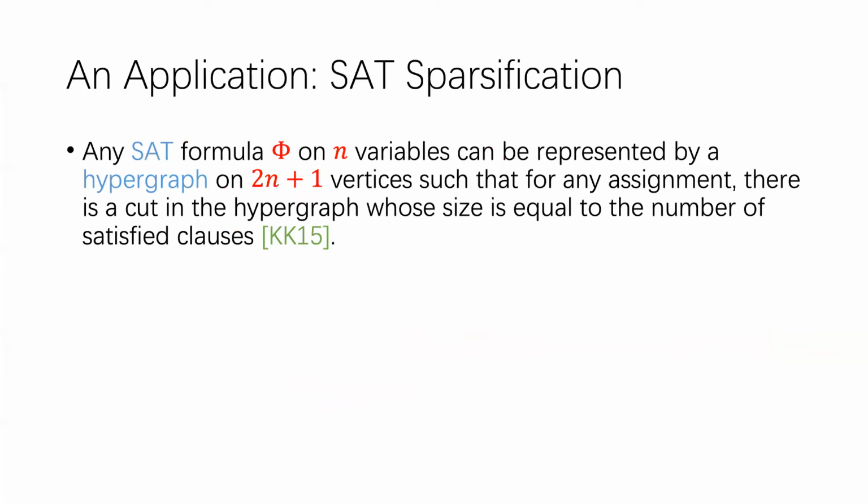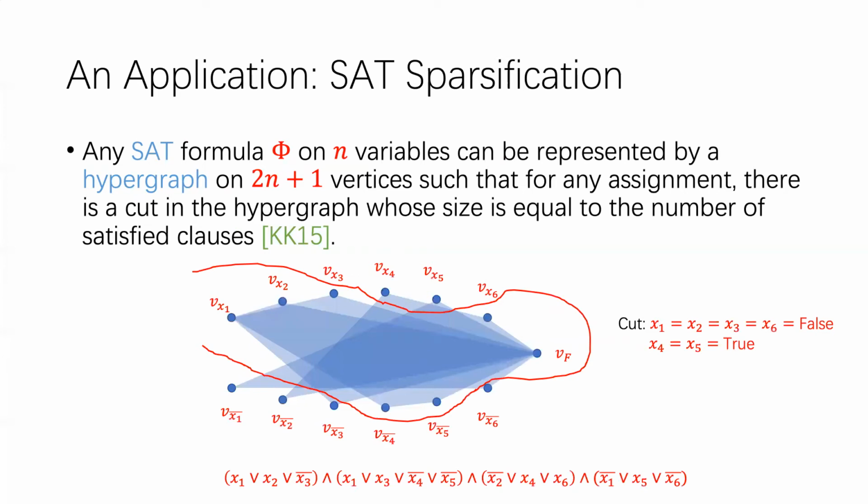Hypergraph cut sparsifiers have a lot of applications. One of them is the application in SAT sparsification, which is given by Kogan and Krauthgamer. Any SAT formula phi on n variables can be represented by a hypergraph on 2n plus 1 vertices, such that for any assignment, there is a cut in the hypergraph whose size is equal to the number of satisfied clauses. In particular, for any variable xi, we have 2 vertices which represent xi and xi bar.